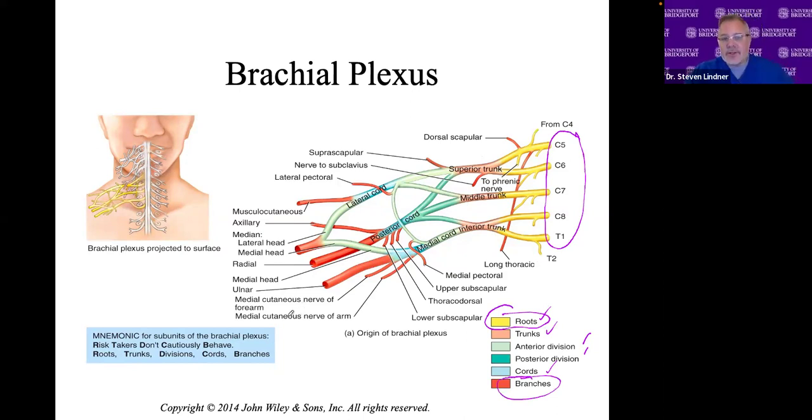Those terminal branches being everything that you see here in red, pretty much. The musculocutaneous, the axillary, the radial, the ulnar, and we are missing one. Where is the, there it is, there's the median. So those 5: musculocutaneous, axillary, median, radial, and ulnar nerves. Those are the terminal branches.